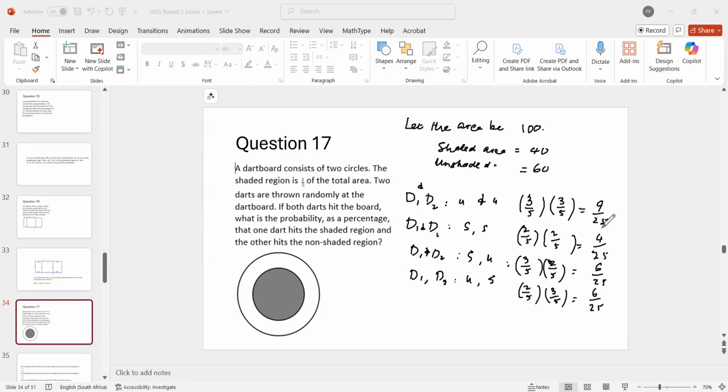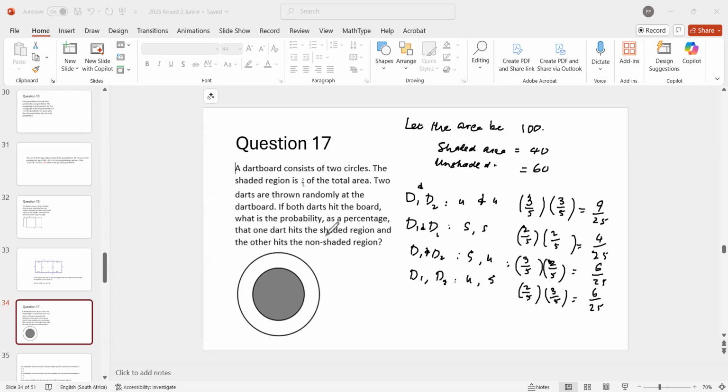So if you add up all these, you get 9 and 4, 13, and 6 is 19, plus 6 is 25. There it is. So if you add up, the probability is 1. So that means that your dot can be exactly in one of these 4 sections.